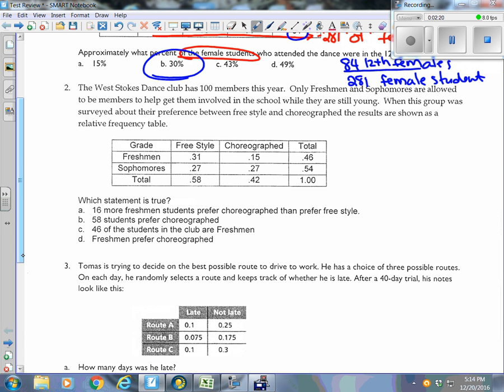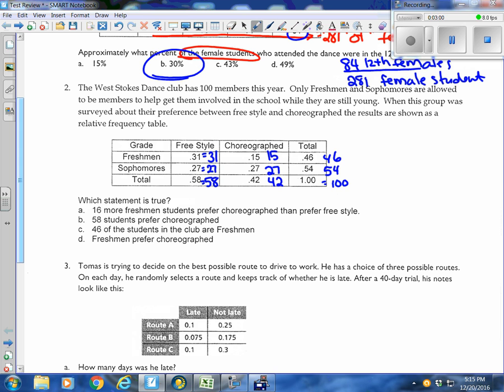So 31% of 100 corresponds to 31 students. 27 sophomores, or 0.27, prefer freestyle. That corresponds to 27 students. And if we add those up, that's 58 total. 15% of 100 is 15 students. 27% is 27 students. And if we add 15 and 27, we get 42 students. If we add all of the freshmen total, I get 46. If I add 27 and 27, I get 54 total sophomores. And if I add 58 and 42, which is the total number of everything, I get all 100 students.